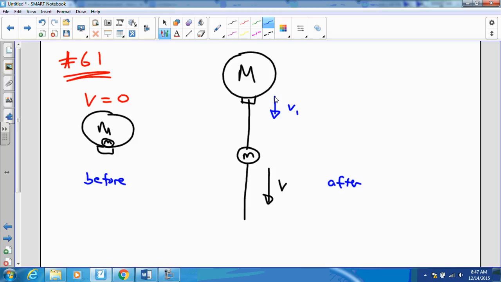Well, what about gravity? Let's think about gravity carefully, because gravity is an outside force that's acting right here. What if I take the Earth and include it in my system?